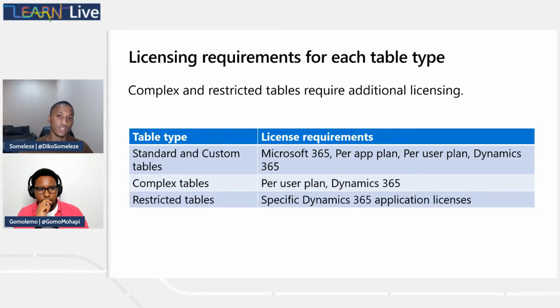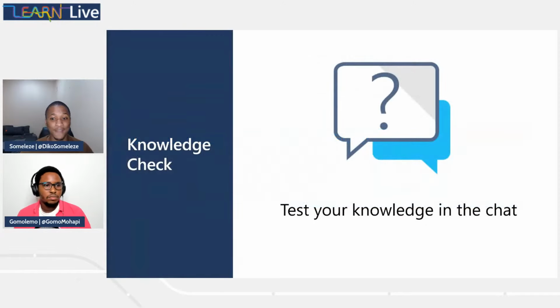So let's say, for example, you've got your M365 license, and you are able to create Power Apps and Power Automate flows within Dataverse or within Power Apps. What you need then is additional licensing for complex tables and restricted tables. Right. We've been talking for quite a lot, and you've seen what's been going on. Again, we need to test the knowledge for you guys and what you actually learned from this. So it's time for a knowledge check.